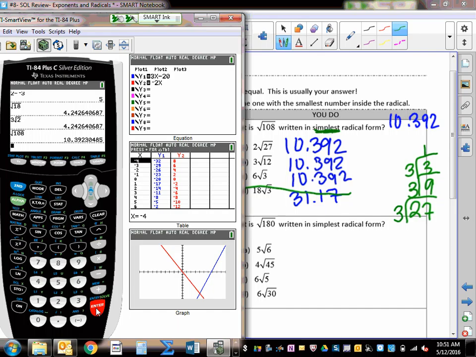The only one I did was C. Good job. 12 we can also break down. So C is our answer here.